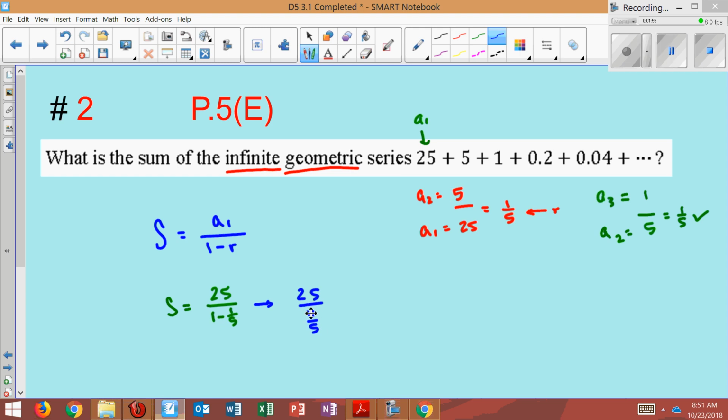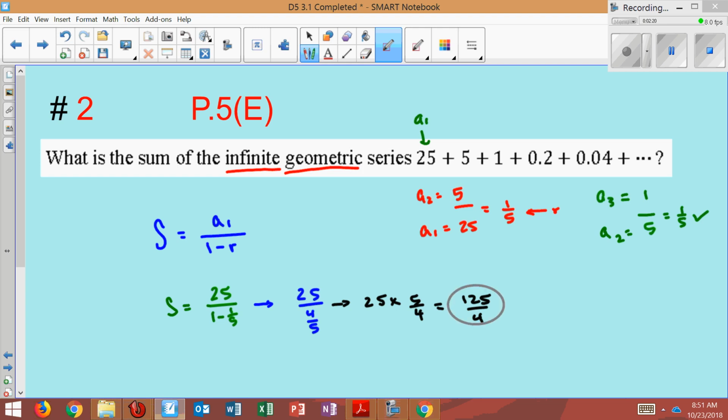And what you do when you have a second fraction is instead of dividing by another fraction, it's like multiplying by the reciprocal. So this would be 25, that's the numerator, times the reciprocal of the denominator, which is 5/4. So what I should get is 125/4. This will be my most exact answer here.